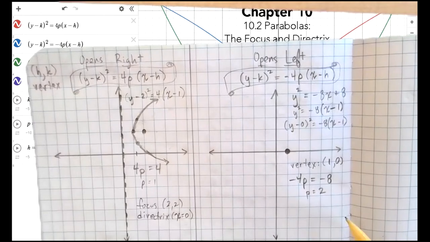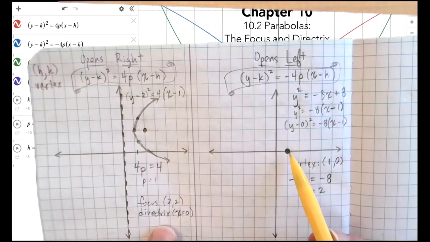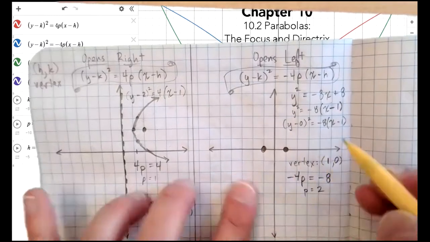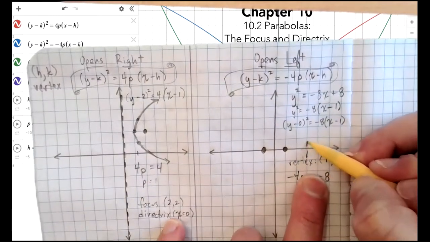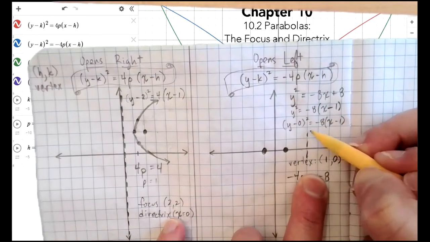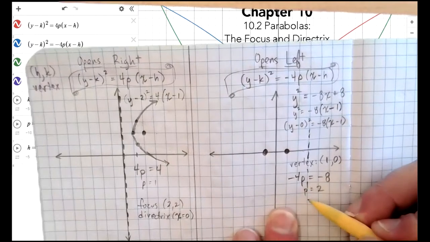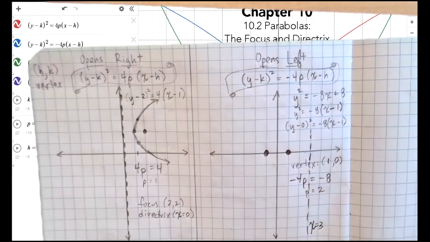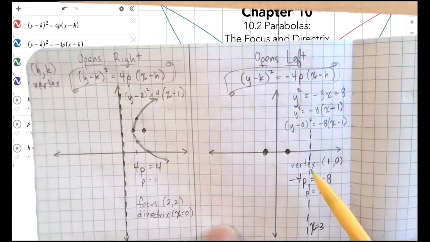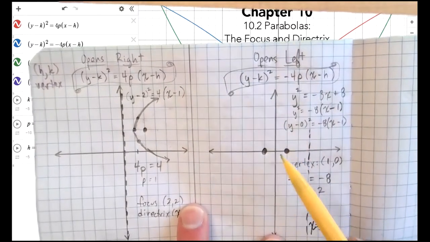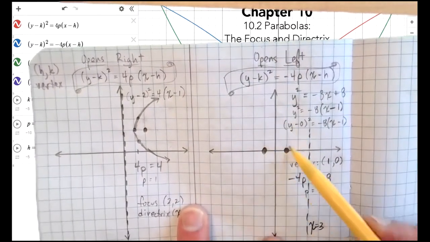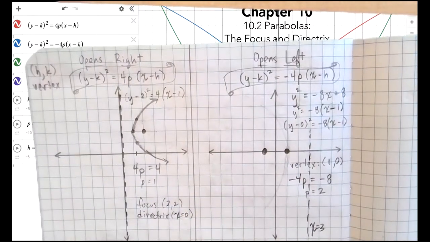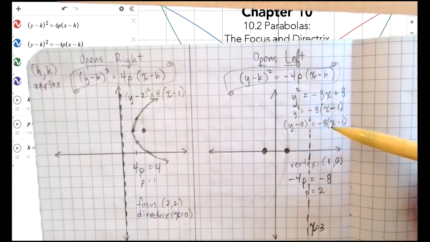This is going to open left. So from here, I'm going to move 2 this way. This is going to be the focus. And the directrix is going to be here. It looks like it's x equals 3. So here is my directrix, x equals 3. Here is my vertex. Here's my focus. And I know it's going to be some sort of shape like that.